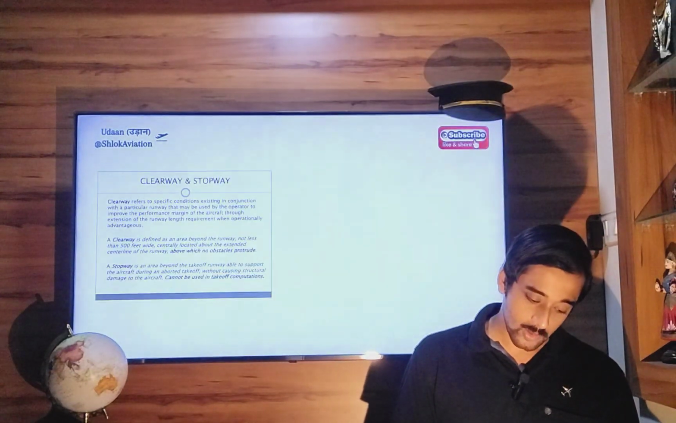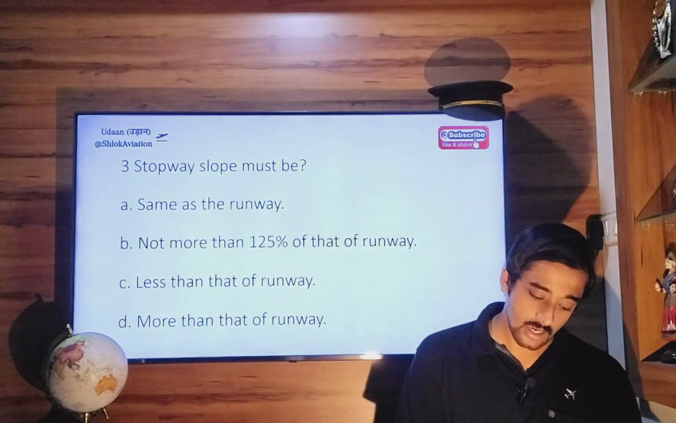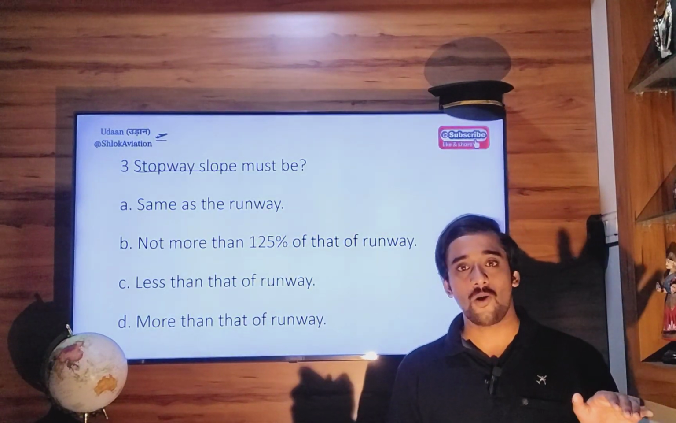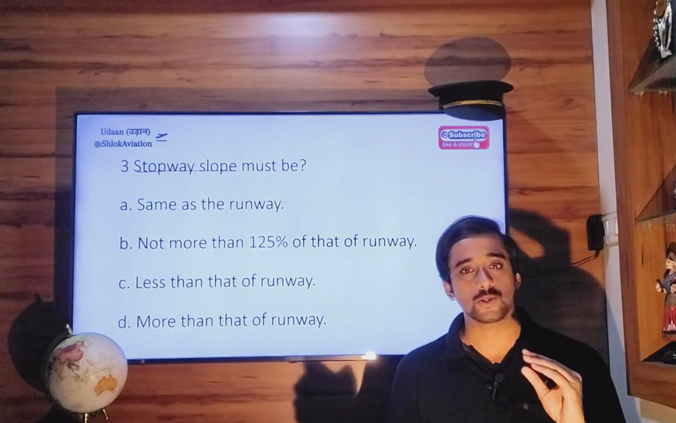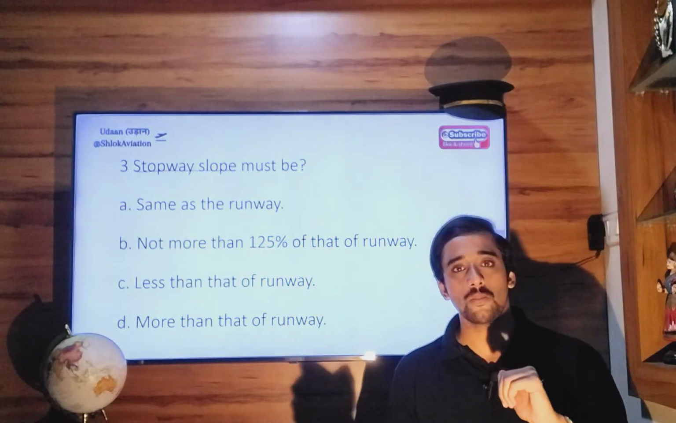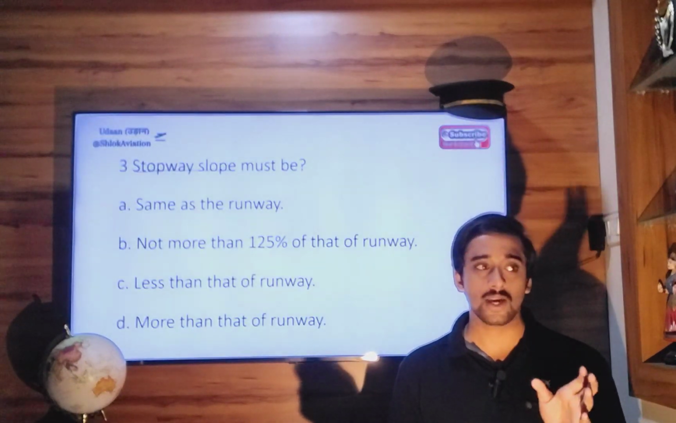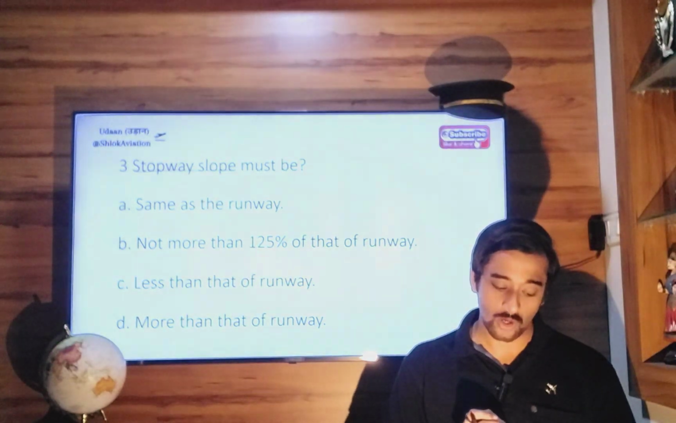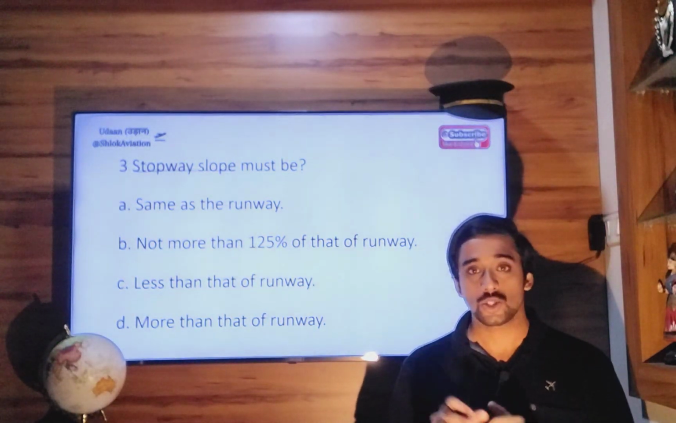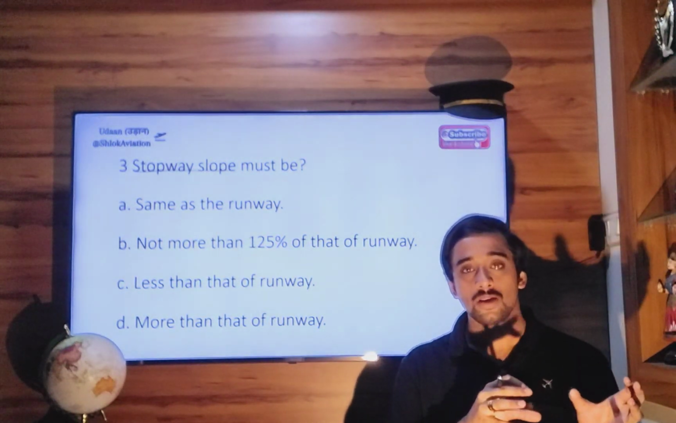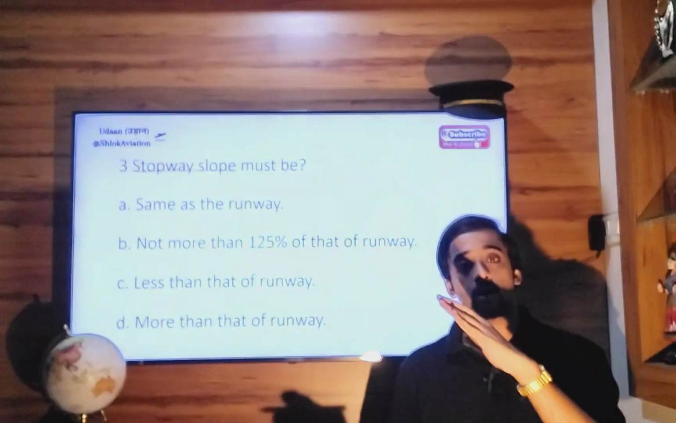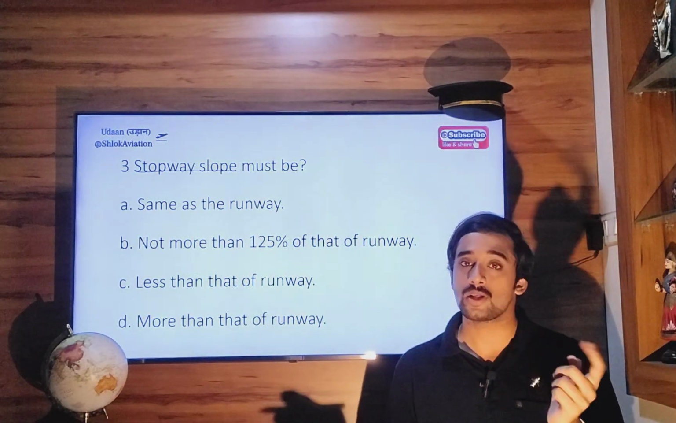Next, question 3. Stopway slope must be what? Now we all know that all runways have some slope, up slope, little bit up slope, down slope. Okay, runways are not always flat. Okay, so stopway. So what should be the slope of a stopway? Should it be equal to the runway slope? If runway has an upslope, should stopway also have an upslope? Or should it have a downslope opposite to that of the runway slope?